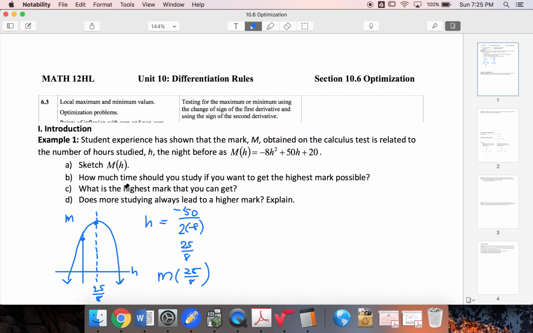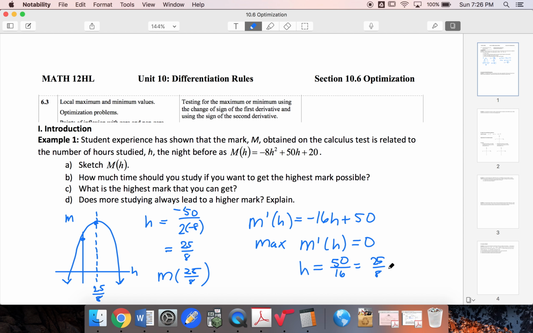How much time should I study if I want to get the highest mark? That should end up being my 25 over 8 hours, or 3.125 hours. So let's see if we can find that with calculus. The derivative in terms of h is going to be negative 16h plus 50. My max is when the derivative is equal to 0. That happens when h is 50 over 16, which again is my 25 over 8, or 3.125.